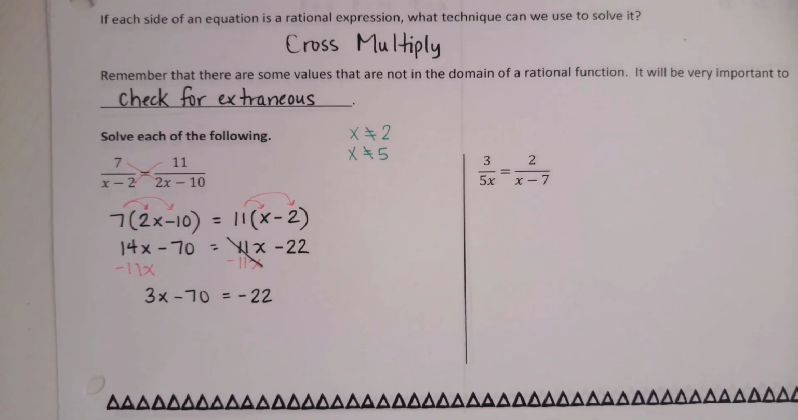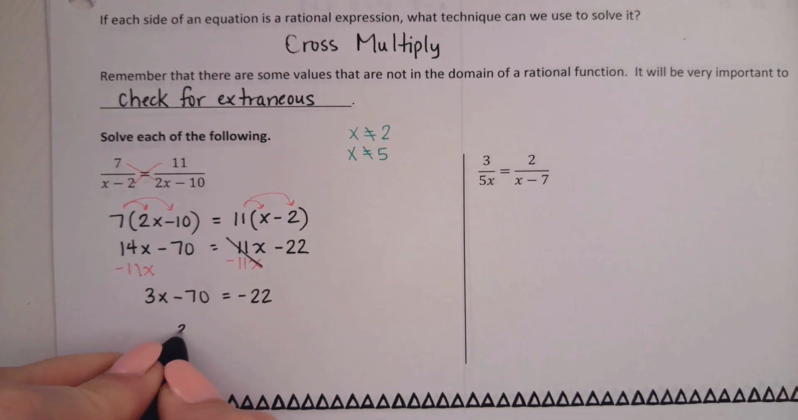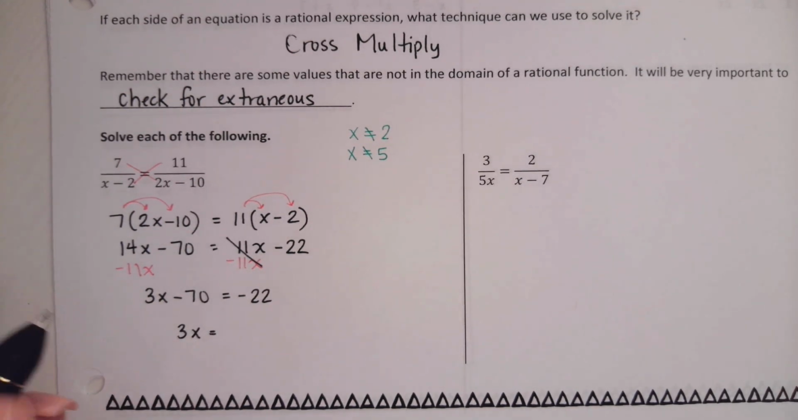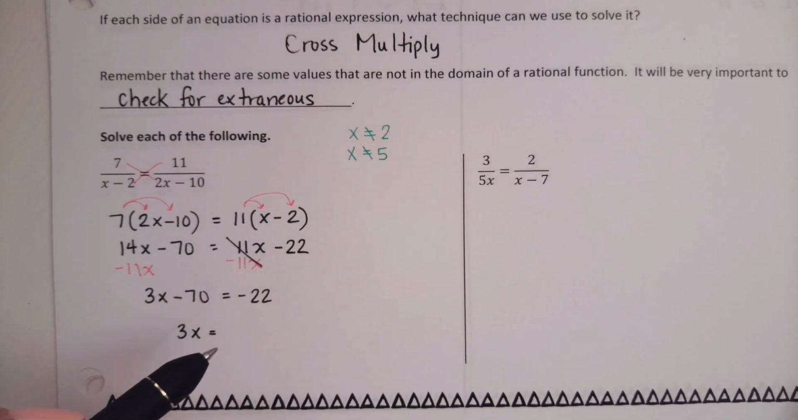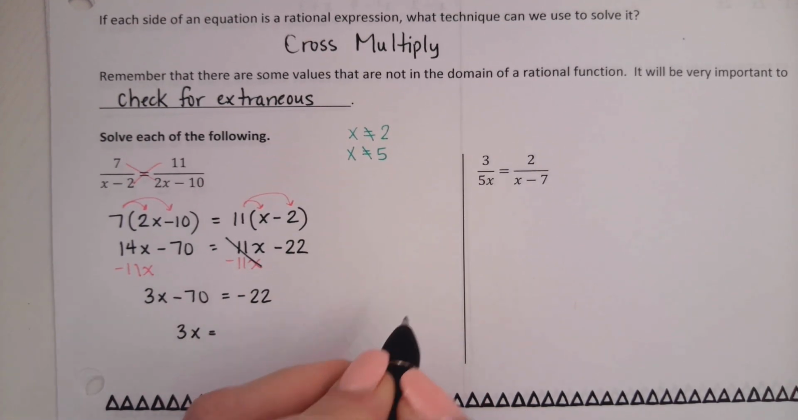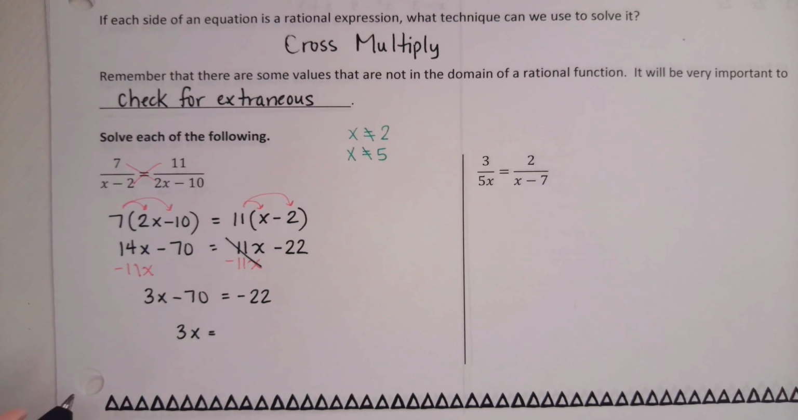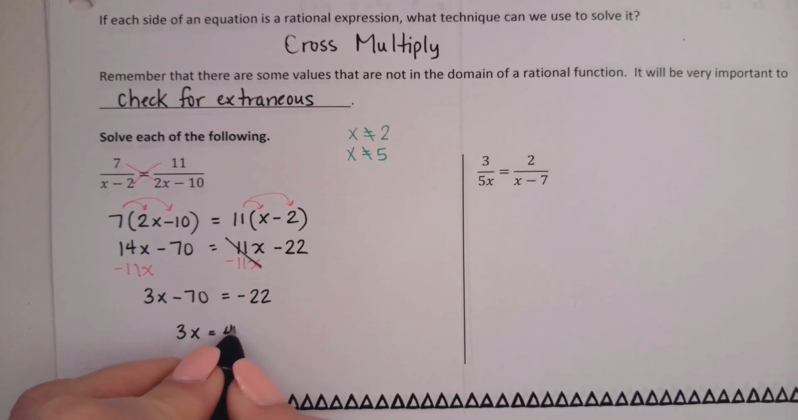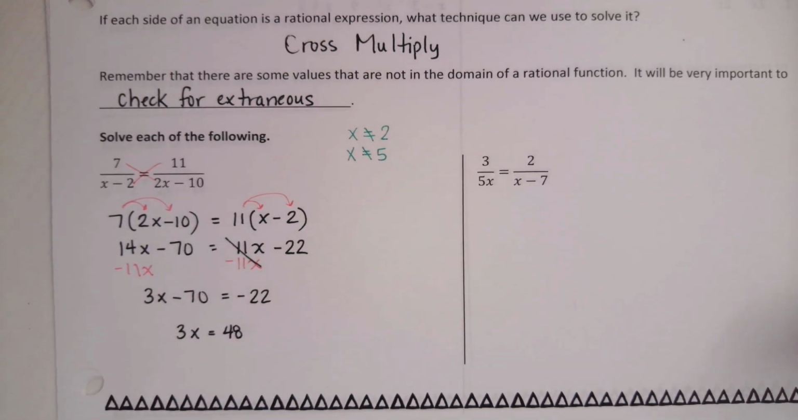And then we'll add 70 to both sides, giving us, what's negative 22 plus 70? 48? It's okay. And then one last step to get the answer. Divide by 3 and we get x equals 16.